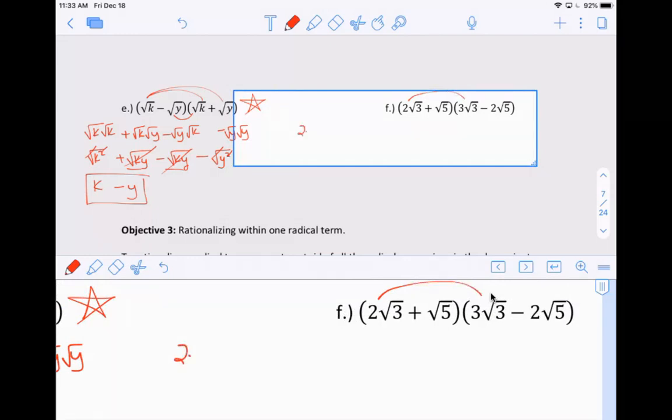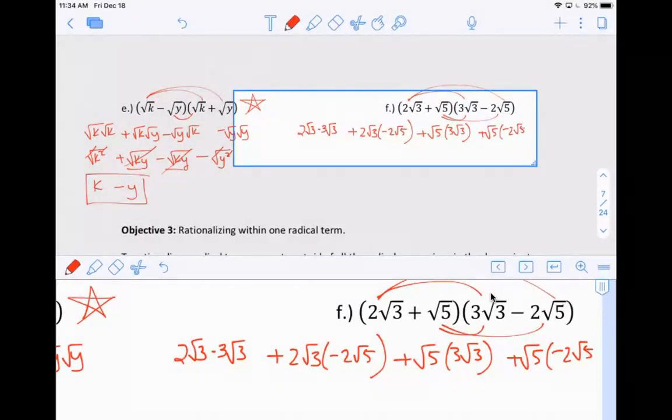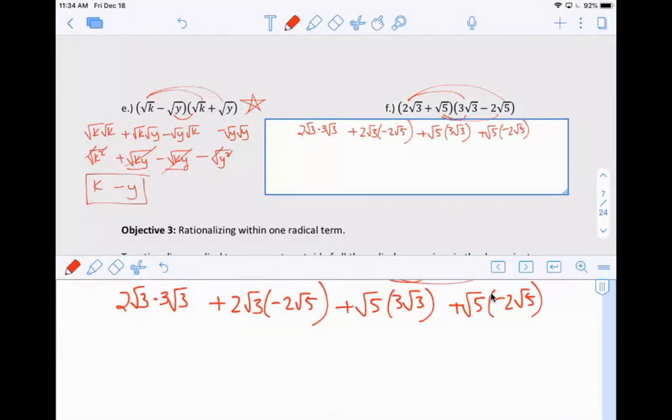I've got 2 root 3 times 3 root 3. Come back to that in a minute. Plus 2 root 3 times negative 2 root 5. Here we've got root 5 times 3 root 3. And positive root 5 times negative 2 root 5. Okay, I'm just listing out which two are multiplying. I haven't actually done anything yet.